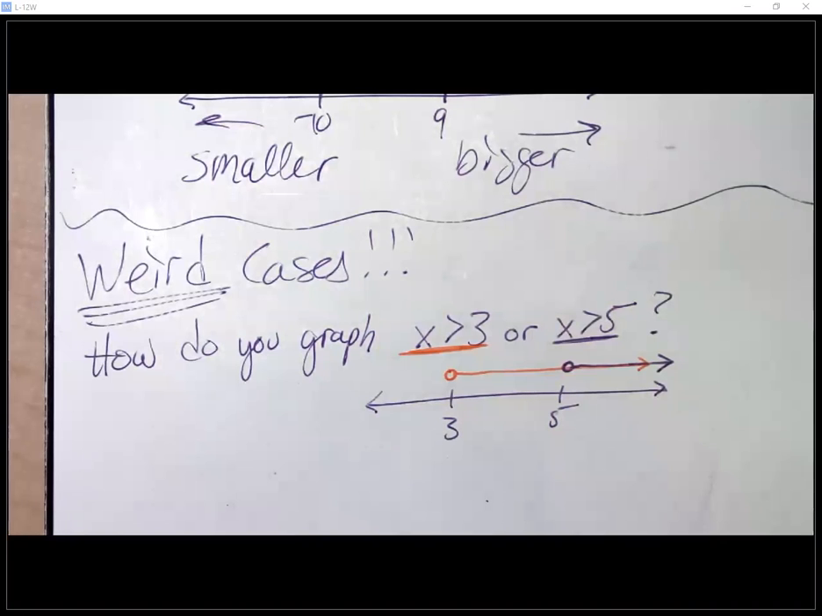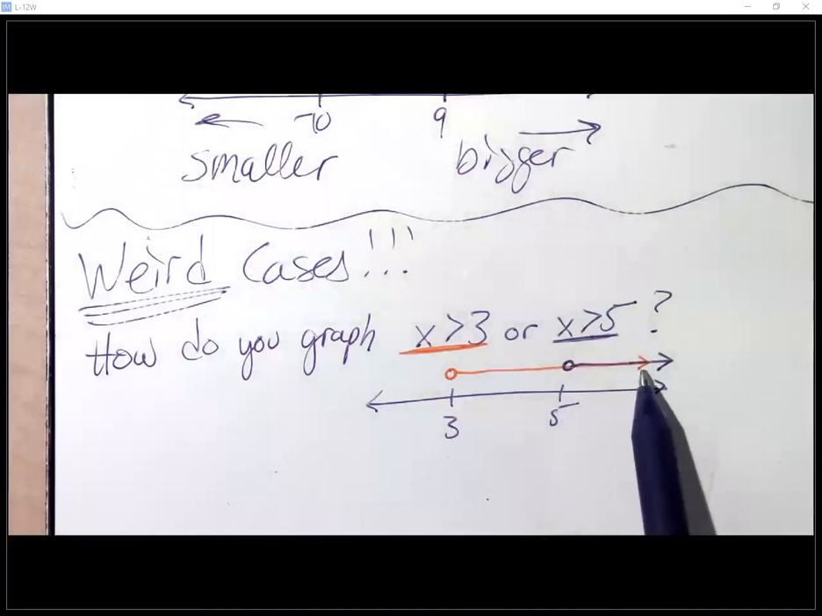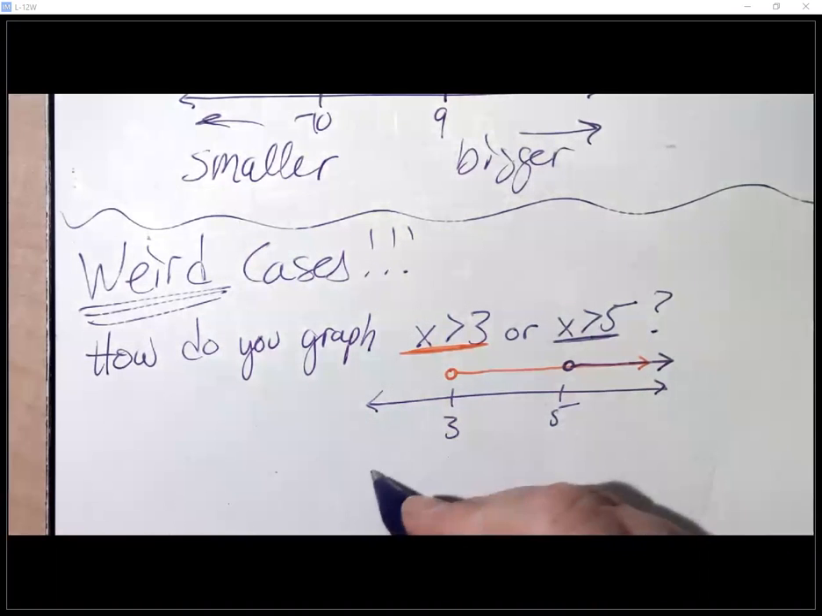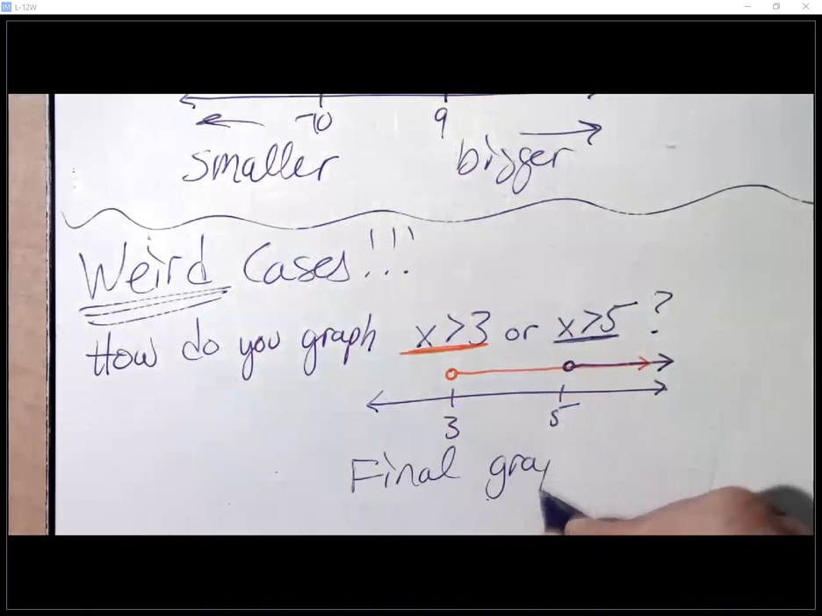So here's my easiest way to explain this. If you have an OR, just literally graph them both on the same number line and just let them overlap each other. So your final answer, if I just clean that up a little bit, it's going to look like this.